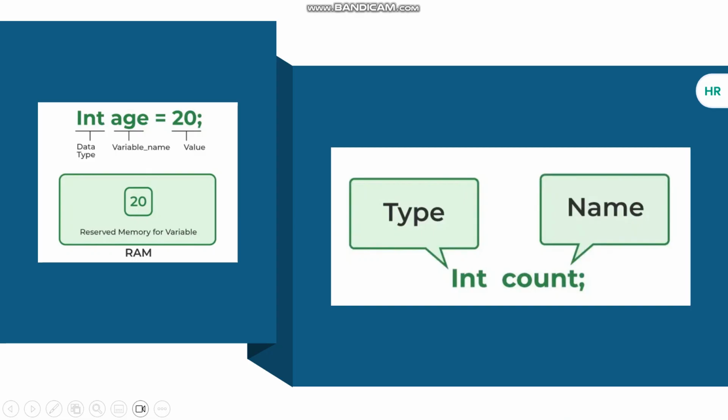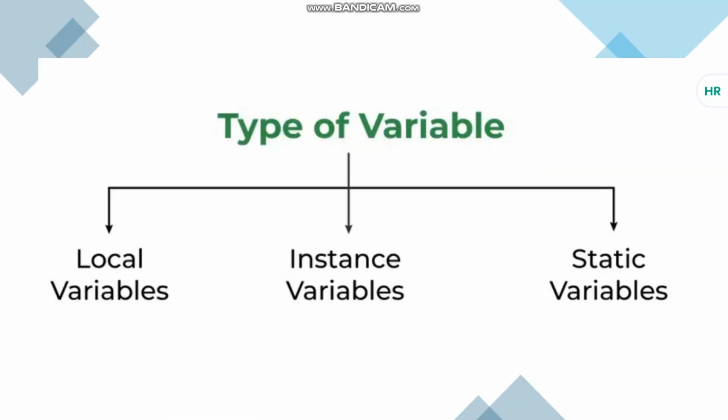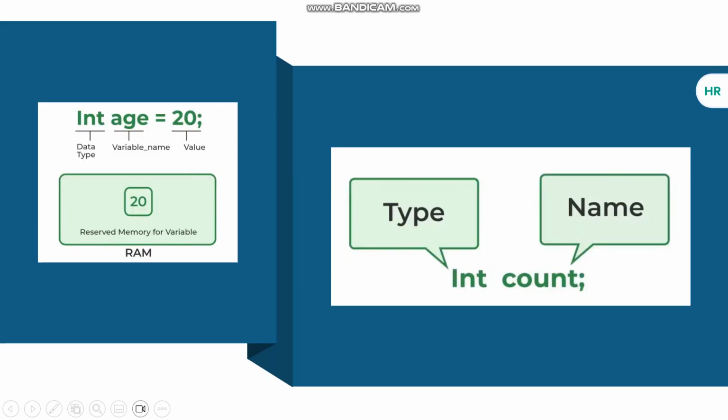Mainly we have three kinds of variables, and this is a very important topic in most interviews. They will ask what an instance variable is, what a static variable is, and what a local variable is. We'll discuss the local variable, instance variable, and static variable in detail in the coming video. As we know, to declare any variable we need the data type and the variable's name.